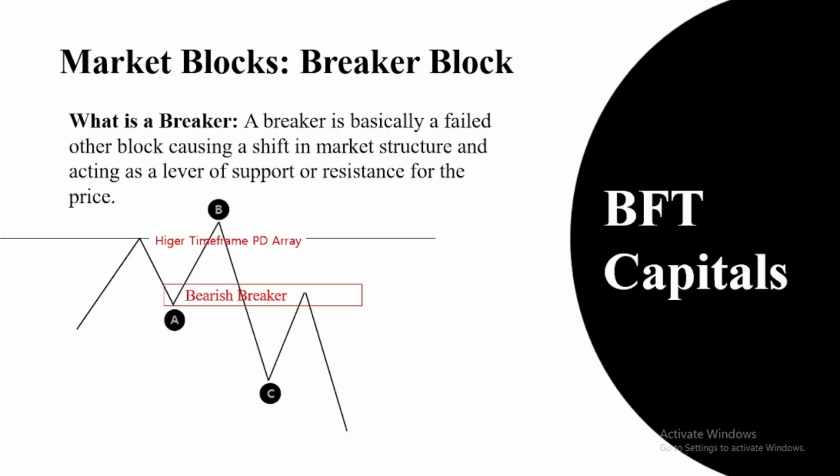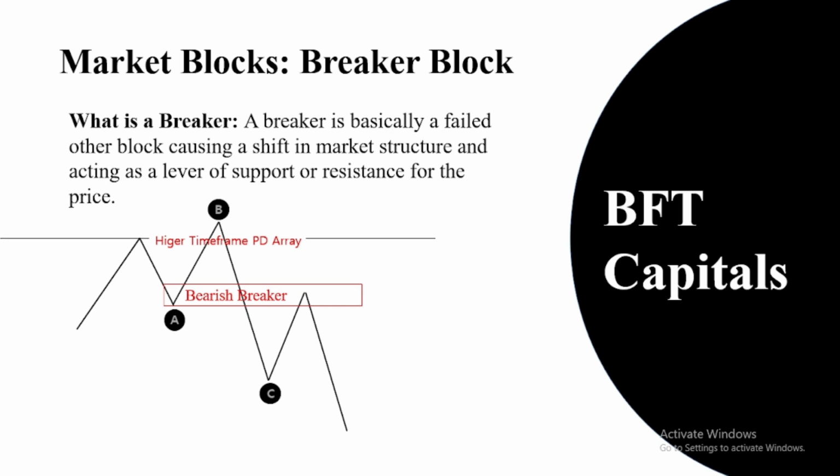So what is a breaker block? A breaker block is basically a failed order block, causing a shift in market structure and acting as a level of support or resistance for the price. Why is it called an M pattern? So a breaker block, if you look at it correctly, you are going to see it like a giant M. So it is called the M pattern because it looks like a giant M.